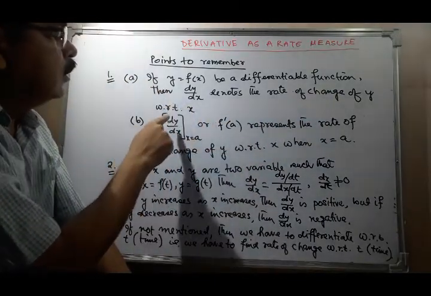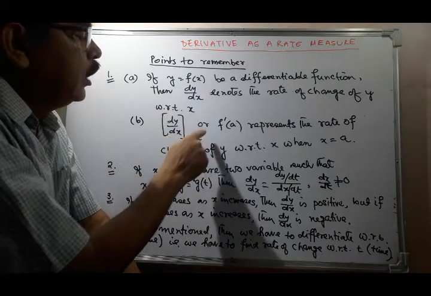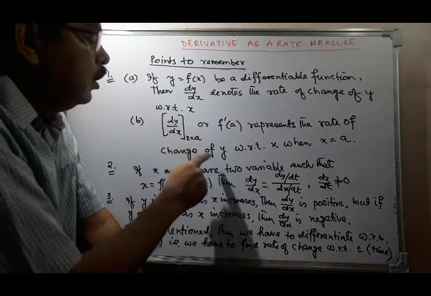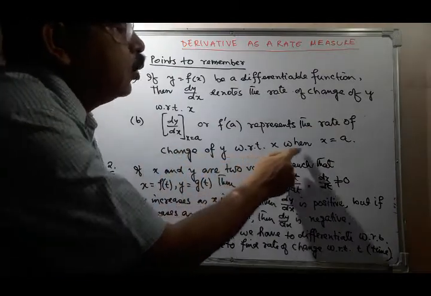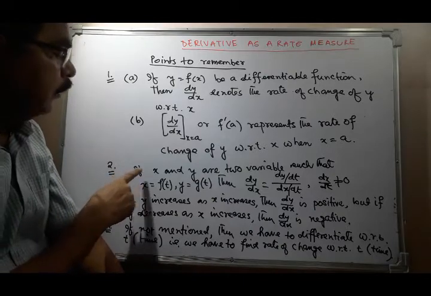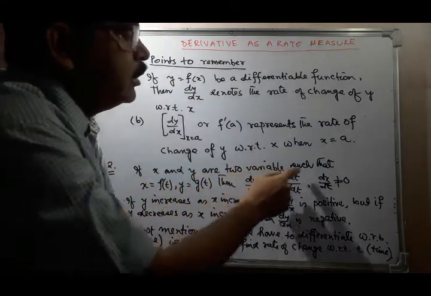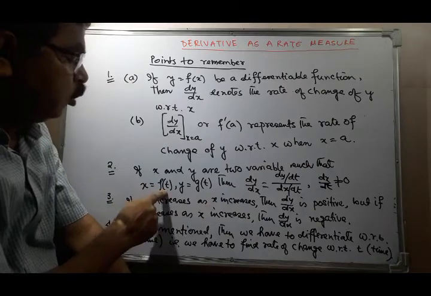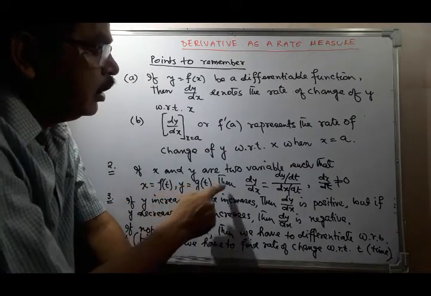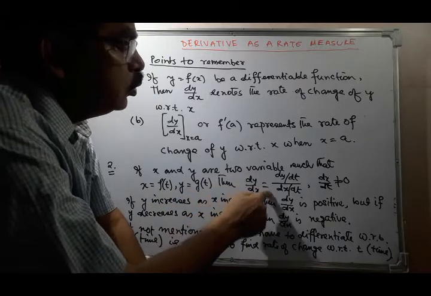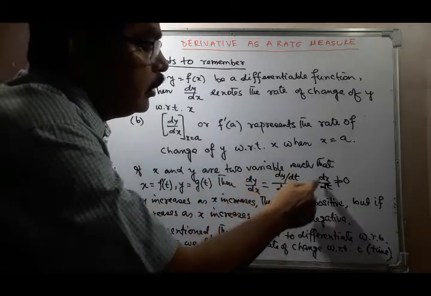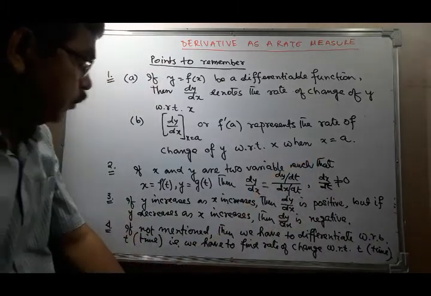Point b. dy by dx at x equal to a, or f dash a, represents the rate of change of y with respect to x when x equal to a. Point number 2. If x and y are two variables such that x equal to f(t) and y equal to g(t), that is a parametric function, then dy by dx equal to dy by dt divided by dx by dt, where dx by dt not equal to 0.